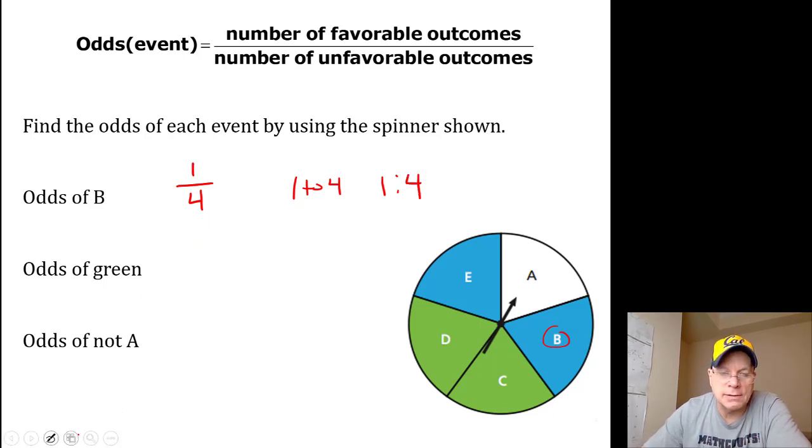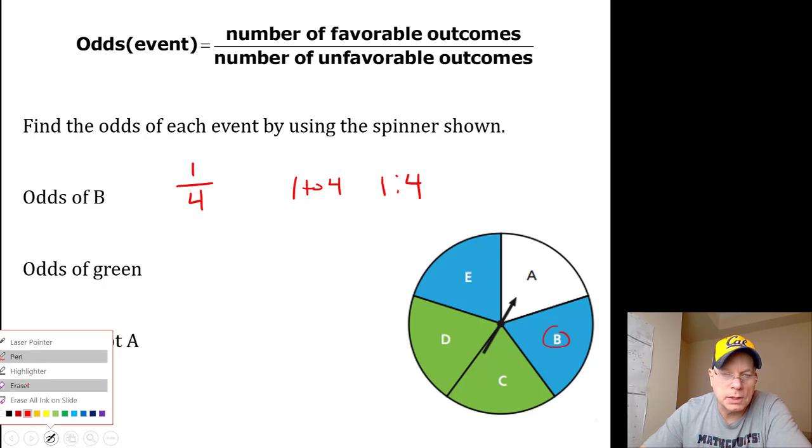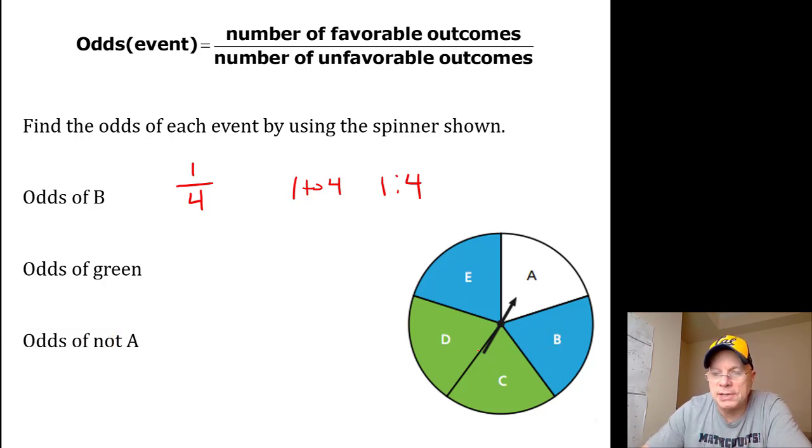The odds of green, there are 2 favorable places where it could land. And how many unfavorable? 1, 2, 3. So 2 to 3 would be the odds of green.